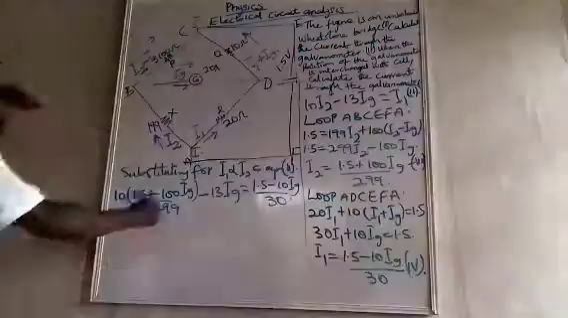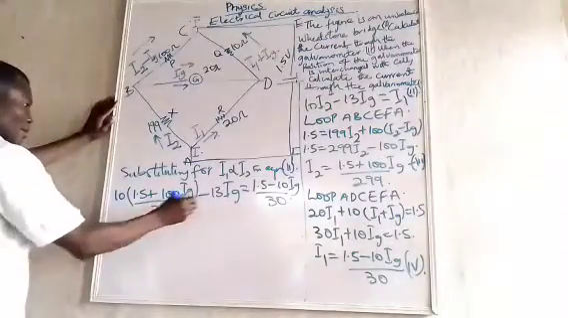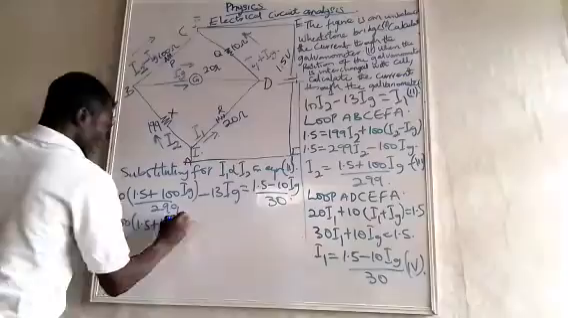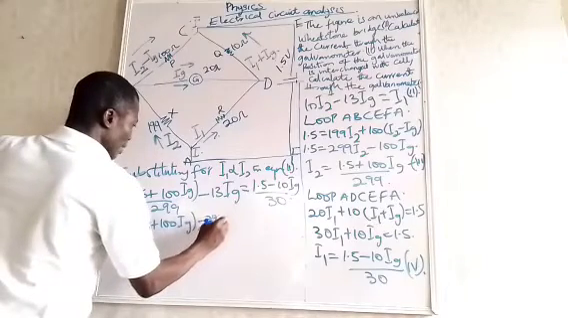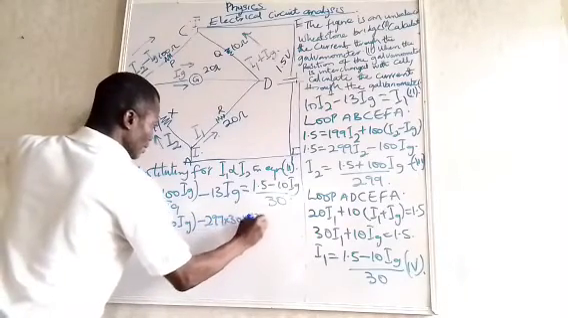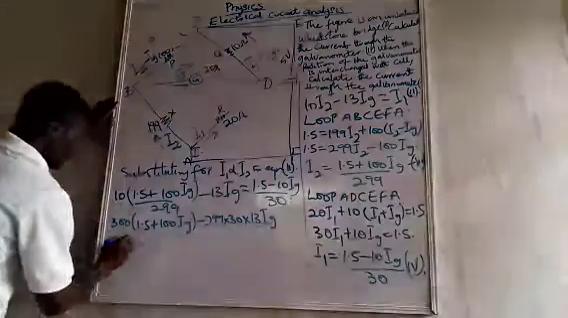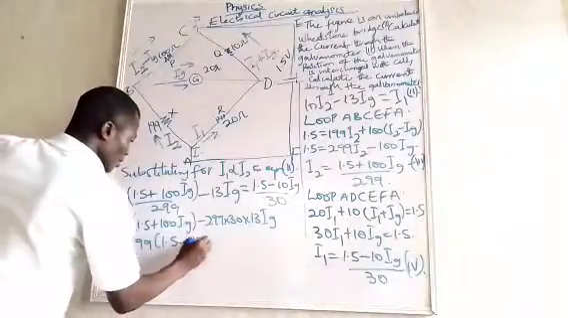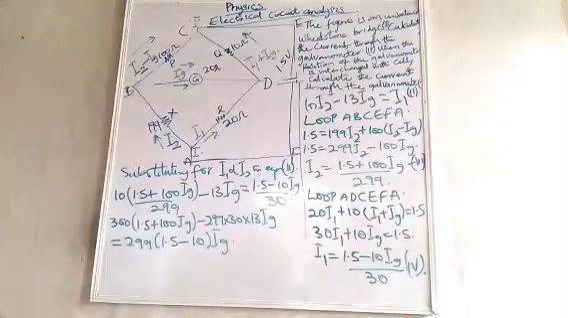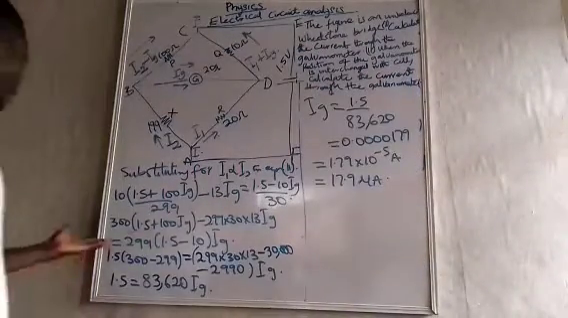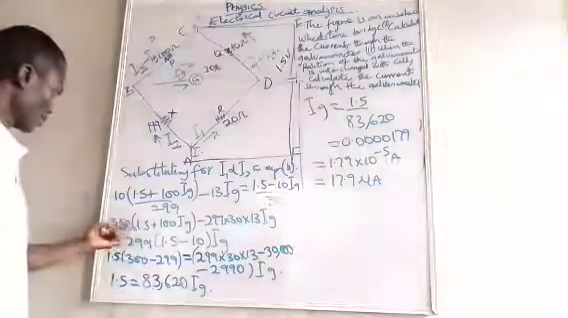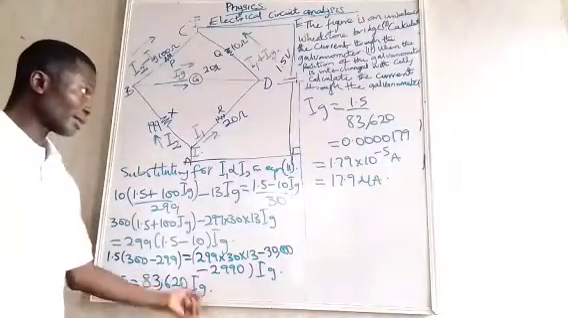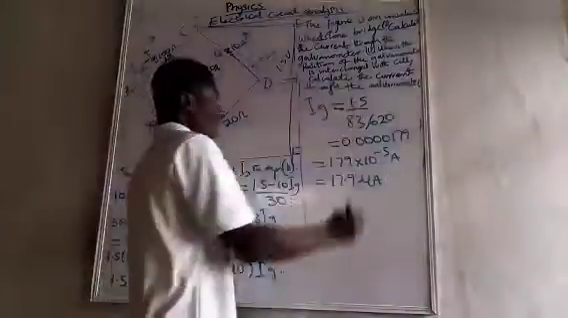So let's multiply through by the LCM 299 times 30. So I'm going to have 300 into 1.5 plus 100 IG minus 299 times 30 times 13 IG will be equal to 299 into 1.5 minus 10 IG. So on factorizing, I'm bringing like terms together. I got this, and then all of this. So at the end of the day, I got 1.5 equals 83620 IG. So I work it out here, and this is what I got.